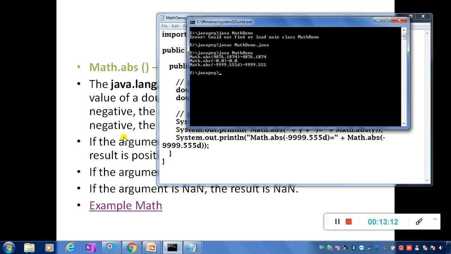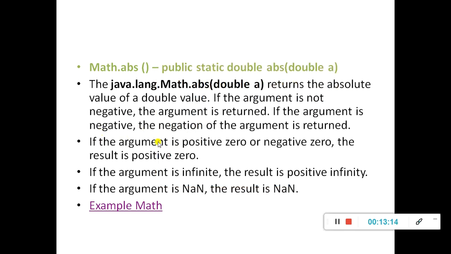So what it is trying to say here is, if the argument is positive 0 or negative 0, the result is positive 0. That is, the absolute of 0 will always be 0. If the argument is infinite, the result is positive infinity. If the argument is NaN, meaning not a number, the result is also not a number. And if the argument is negative, the negation of the argument is returned. Negation means the minus sign is removed. We negate a negative number, so minus minus is nothing but plus.